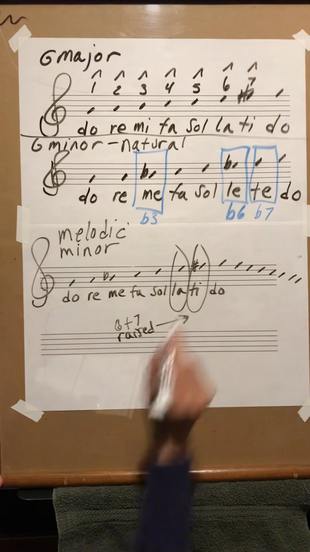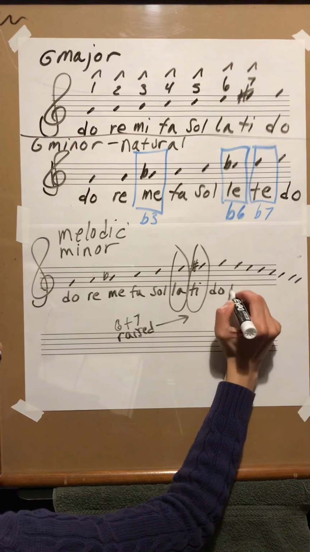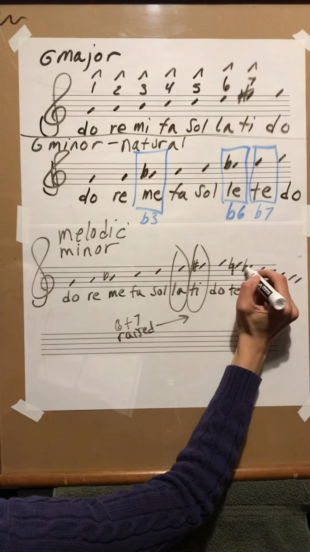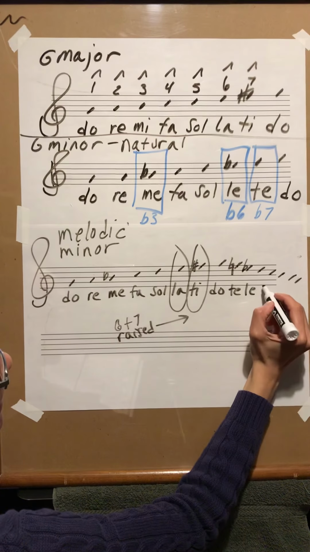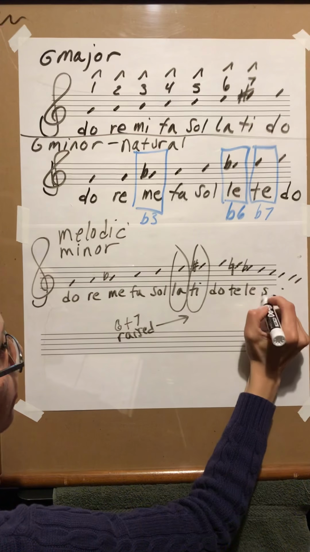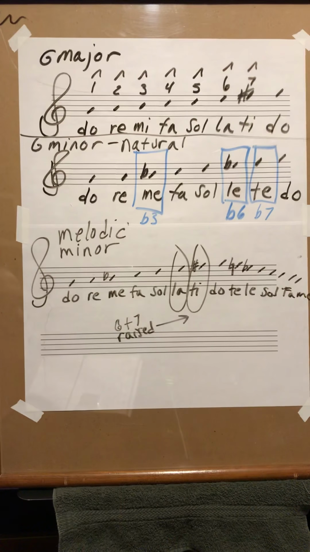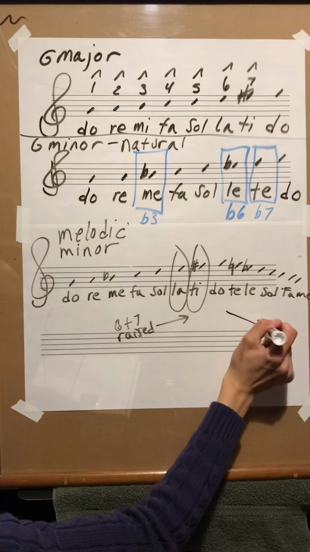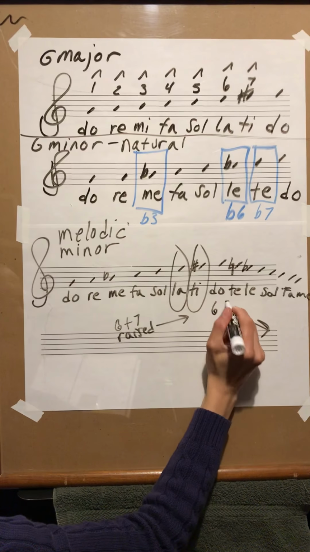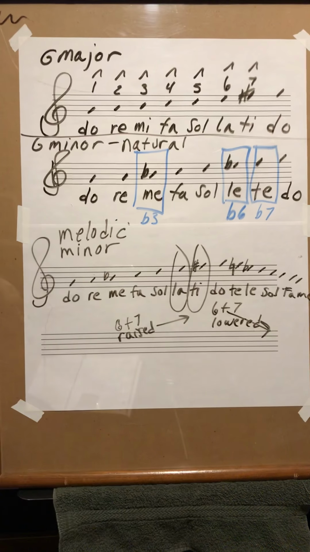And then on the way down, we lower them back to their original position. Do, te, so we're going to put a natural sign, lay, and then all the rest is the same. Fa, sol, fa, me, re, do. But the 6th and 7th are our only real concern here. So the 6th and 7th are lowered on the way down.